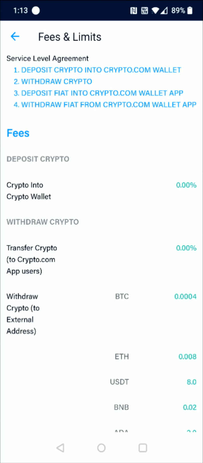So I hope this video was helpful walking you through the step-by-step process on how you go about finding the different fees and limit levels that you can access in your Crypto.com account.